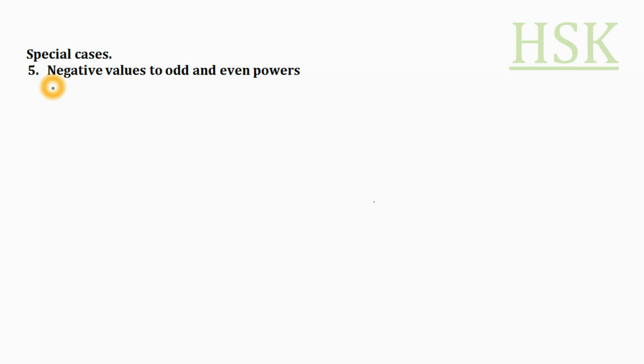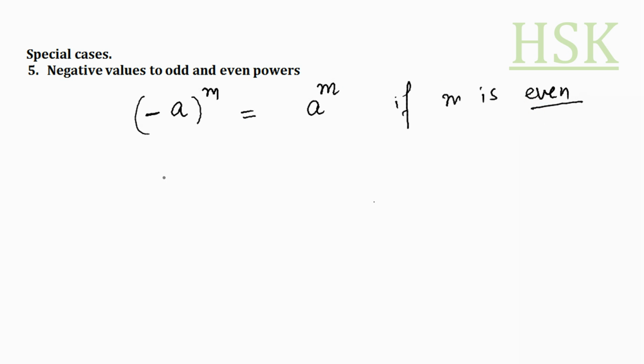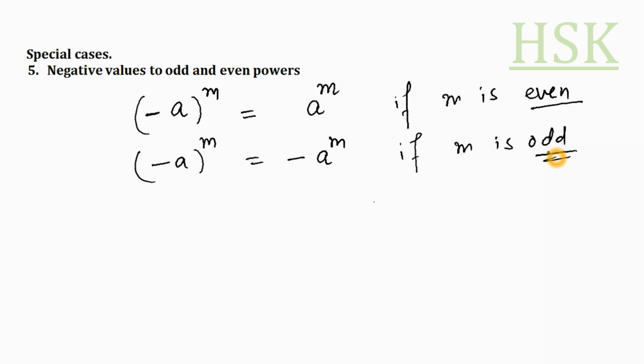Taking the next special case about the negative values to odd and even powers. For example, I have minus a, the whole raised to the power of m. Then it is equal to straight away a to the power of m if m is even. Correct? And minus a, the whole to the power of m, is equal to minus a to the power of m if m is an odd number.